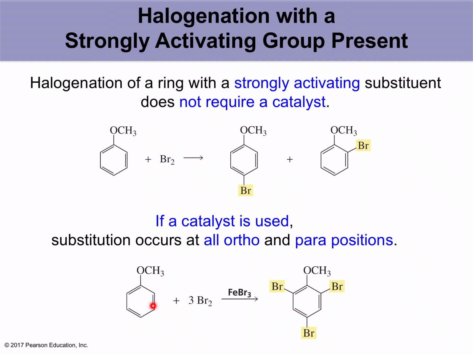So methoxybenzene with iron bromide as the catalyst and the bromine, instead of getting either the ortho substituent or the para substituent, you get both of the ortho positions brominated as well as the para position.